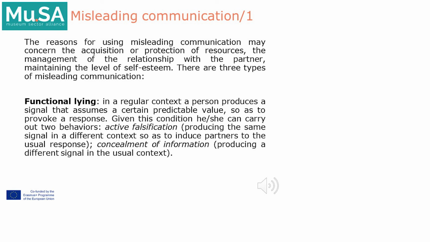Functional lying. In a regular context, a person produces a signal that assumes a certain predictable value, so as to provoke a response. Given this condition, he or she can carry out two behaviors: active falsification, producing the same signal in a different context, so as to induce partners to the usual response; concealment of information, producing a different signal in the usual context.